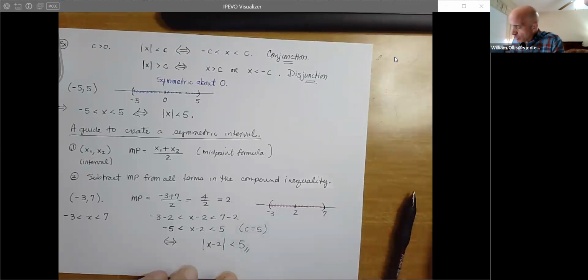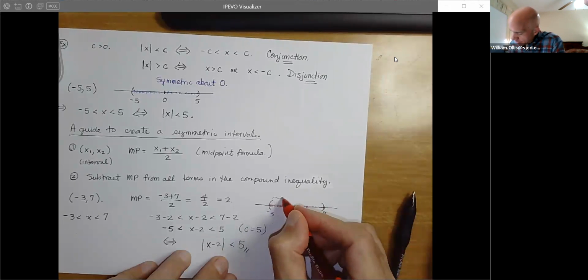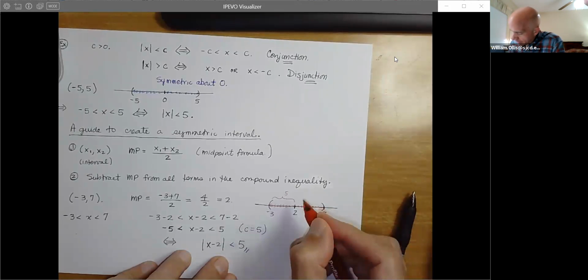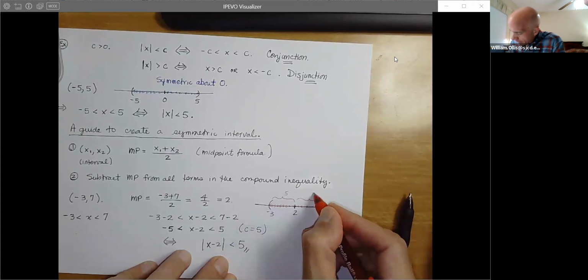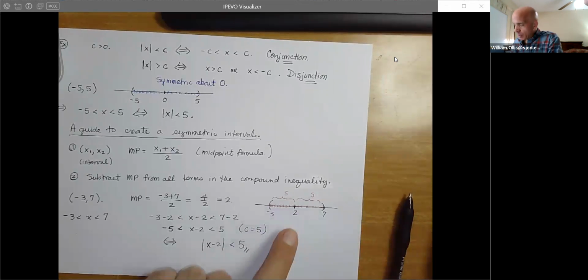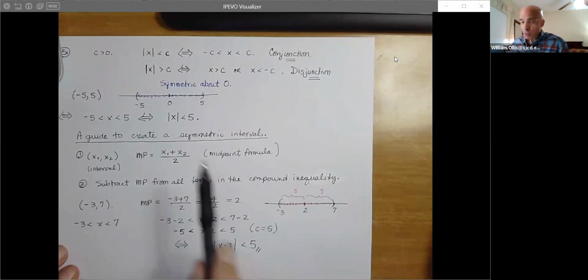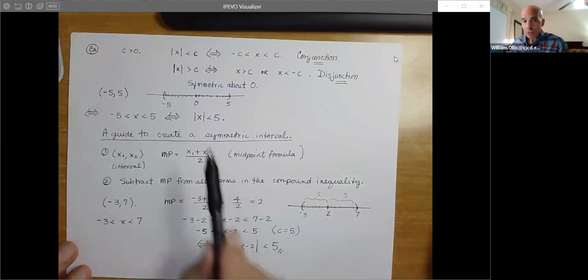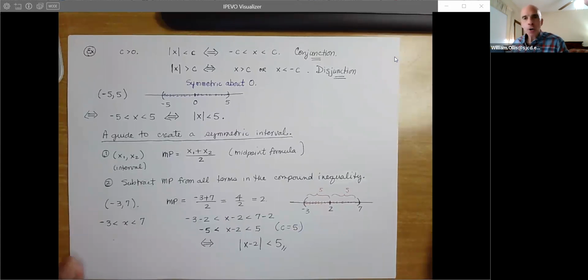So the idea here is that we have the distance 5 and we have the distance 5. So this is our symmetric interval about 2, whereas this was a symmetric interval about 0. Now I know this isn't very difficult and maybe right now not tremendously important to you, but when you get to calculus 1 and you start talking about the definition of a limit, this will be extremely important.